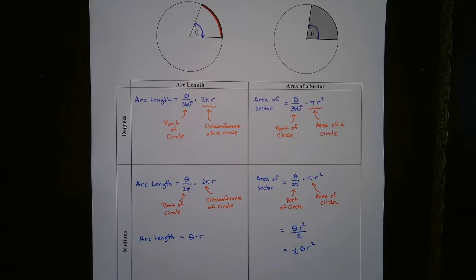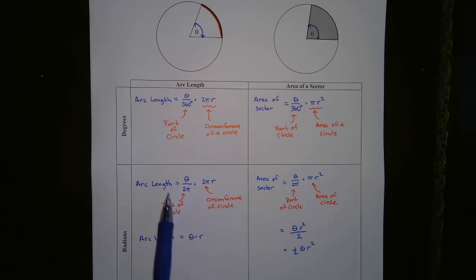Now I'm going to tell you something. What's more powerful, if you memorize this, you're going to forget it. And if you memorize this, you're going to forget it. What I'd rather you do is understand the concept, and it doesn't matter if I give it to you in degrees or radians, you can still do it. Because what's the idea? What do you see in all four of these? It's the part of the circle times the circumference, or the part of the circle times the area of the circle. So you see that idea in both. It just simplifies if you're in radians.